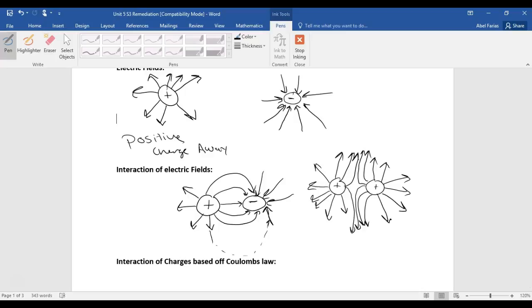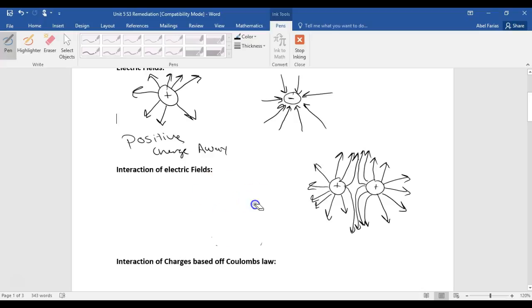Now, let's say if we have two negatives. So I'm going to erase this one here. Let's say we have two negatives next to one another. So we have a negative charge and a negative charge. Now we know that those lines are going to point towards the negative charge. So here we have these lines pointing towards them. Okay. Now when they get close to one another, you're going to see that interaction occur.